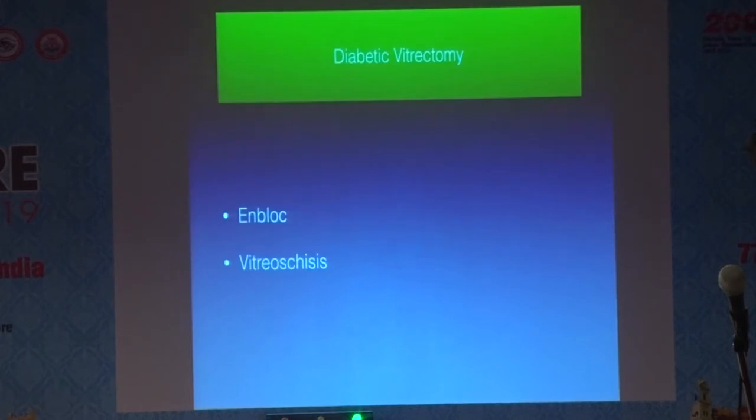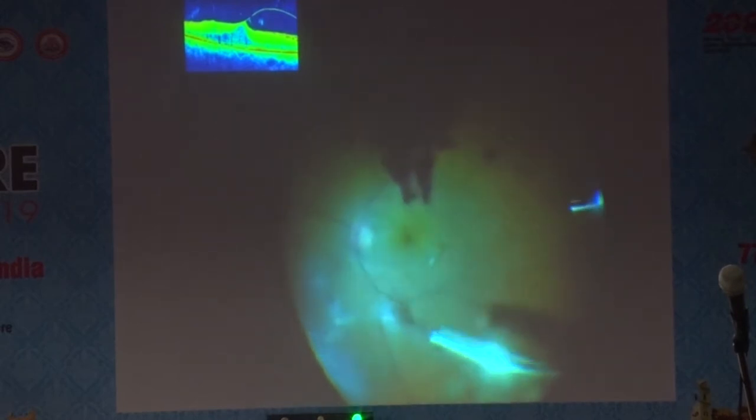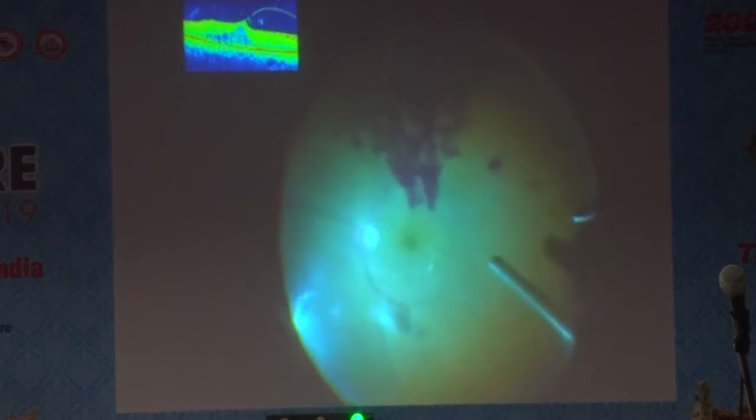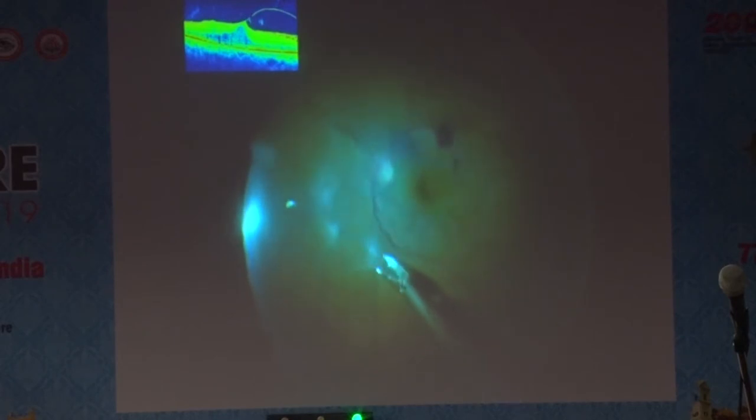To remove the cortical vitreous completely, I prefer an en bloc technique which removes it fully, and you have to identify vitreoschisis, which is as high as around 30 to 40% in a diabetic vitrectomy. To do that, I'll show you with an example. This was a case of tractional maculopathy, along with proliferative diabetic retinopathy and totally attached cortical vitreous.